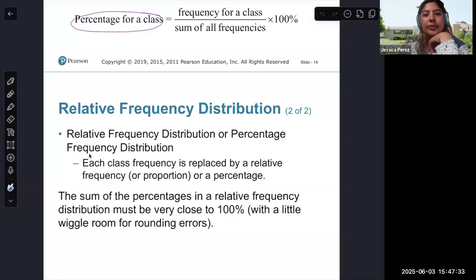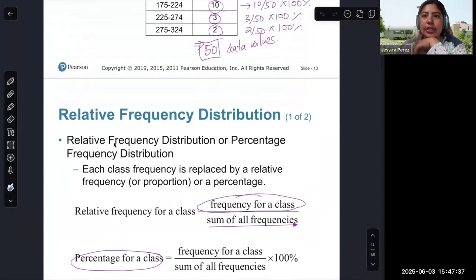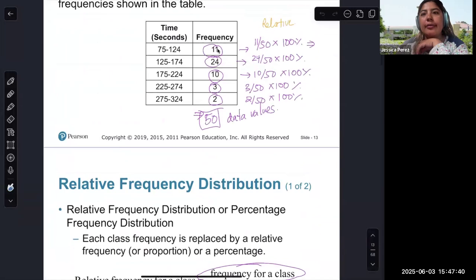Hi everyone. Well, we were looking at relative frequency distribution, and we were looking at this particular example where we had a frequency divided by the sum of the frequencies. So when we sum the frequencies, it gives us 50. So 11 out of 50 times 100 would give us the relative percentage of the frequency distribution.